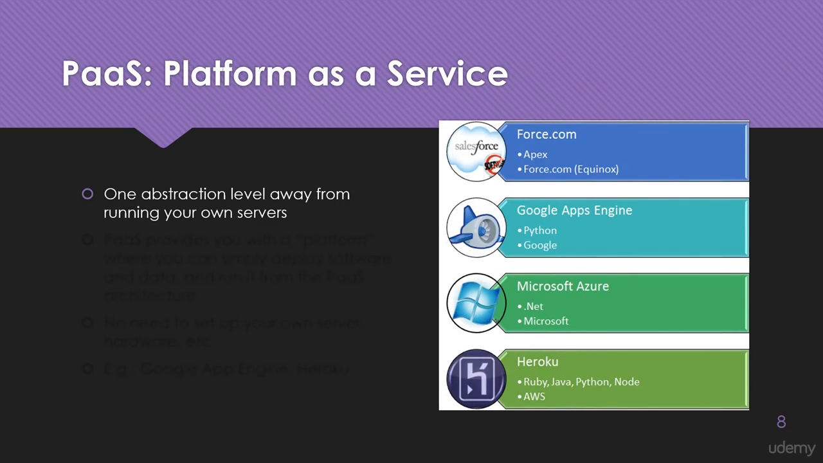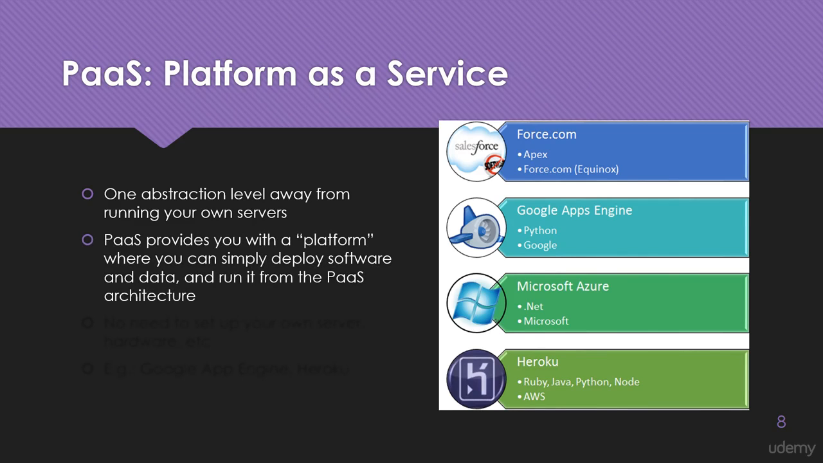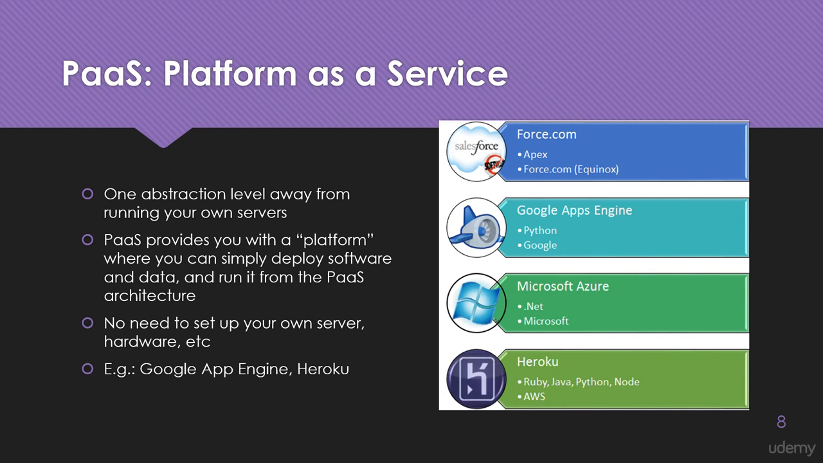Then you have PaaS, which is platform as a service, and on the right side you can see an image which shows the major PaaS vendors: Google App Engine, Microsoft Azure, Heroku, Force.com, and Amazon has its own ones. So that's one abstraction level from running your own servers. It gives you a platform, so you simply deploy the software and run it from the PaaS architecture. At this stage, you don't even need to worry about setting up your server, hardware, etc. You simply register with this platform as a service, and you deploy your software there, and the service takes care of scaling up your hardware and anything else that it needs to do.